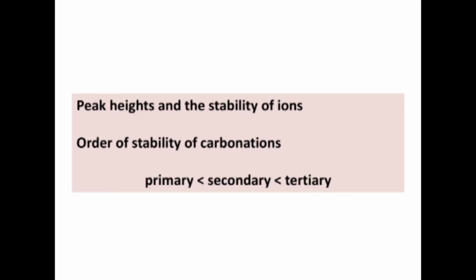Peak heights and the stability of ions. The more stable an ion is, the more likely it is to form. The more of a particular sort of ion that's formed, the higher its peak height will be. The order of stability of carbocations: primary, secondary, tertiary. Tertiary has the highest stability and primary has the least stability.